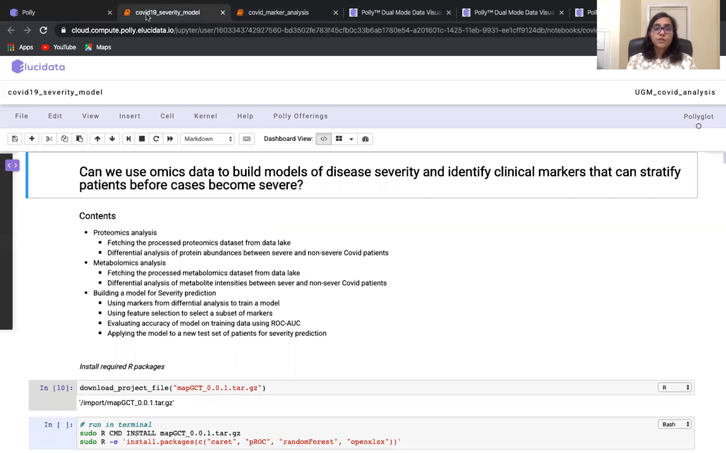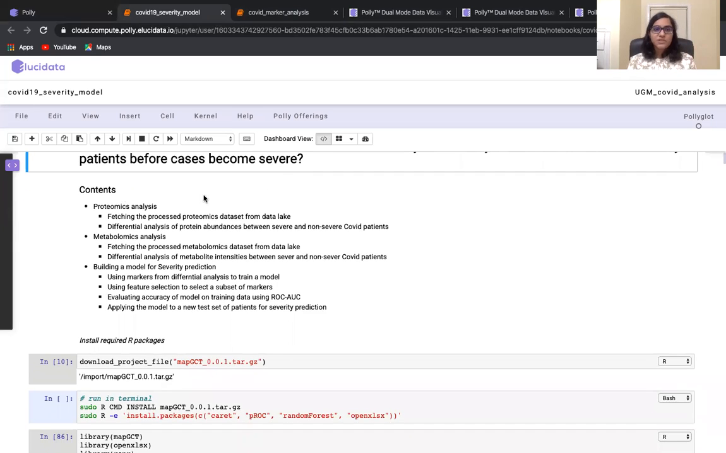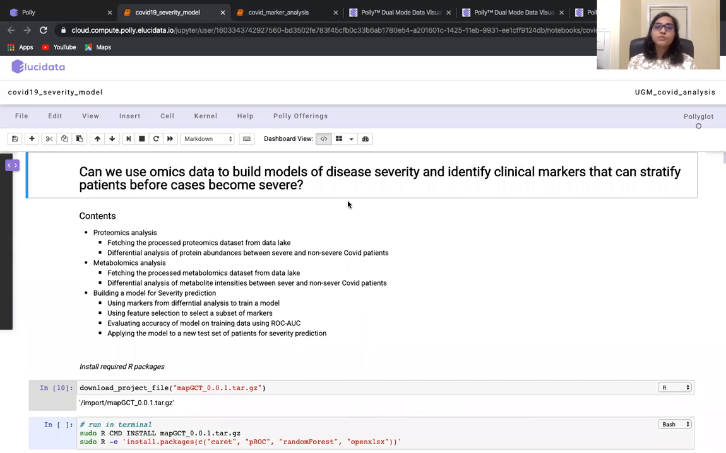So for this, I'm going to open another notebook. And again, this analysis was done by a colleague of mine and shared with me on the Poly platform, and that's what I'm showing on my screen right now. So the major questions that we asked for this analysis was, can we use the omics data in Poly data lakes to build models that will classify COVID patients into severe and non-severe? And the intention behind it was what we had articulated at the beginning of this session, is can we predict which patients are going to become severe so that we can optimize their care and hopefully improve their outcomes.